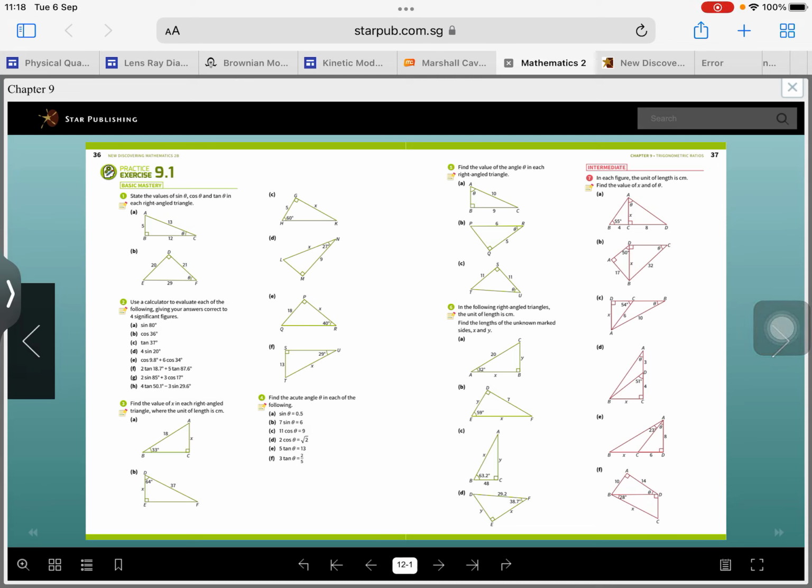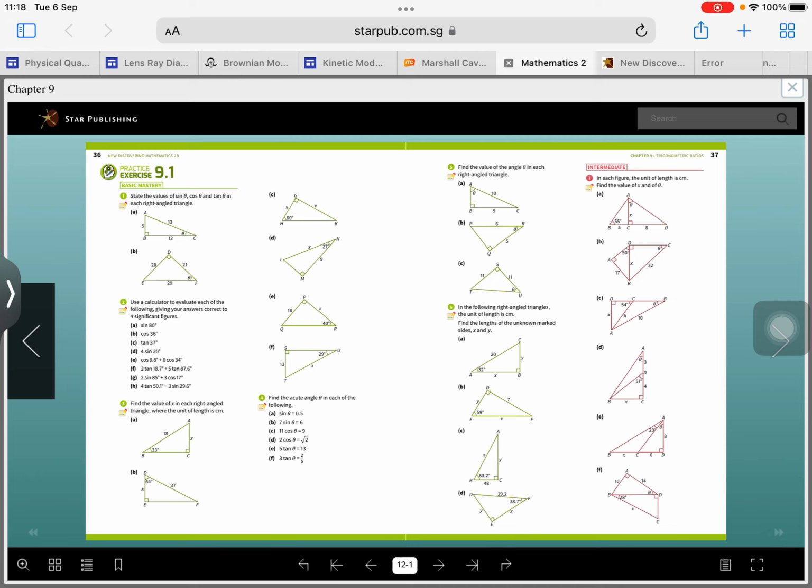Okay, hello everyone. Over here we will be going through some of your homework questions, for trigonometric ratios of acute angles. Specifically for this part, we are just looking at finding lengths. What do I mean by finding lengths?